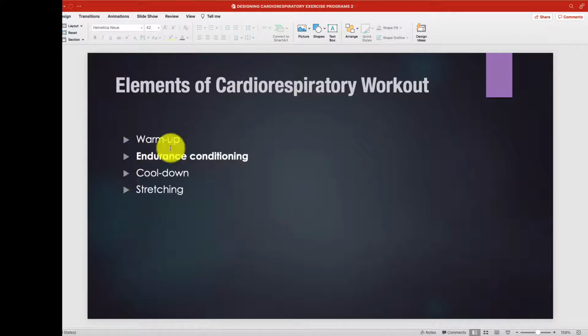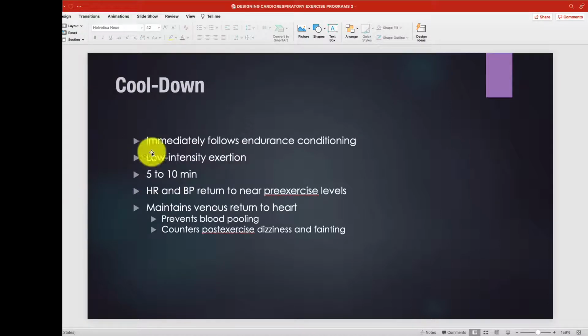Let's go back to this. Now we're talking about the cool down. So cool down immediately follows the endurance training, low intensity exertion, about 5 to 10 minutes. And you want to pay attention to the heart rate and the blood pressure and make sure they return back to your pre-exercise levels or your resting levels. Okay. And we want to basically make sure that we're not pooling any blood. We want to make sure that we don't have any issues such as post-exercise dizziness or fainting, because if that's the case, then maybe we went a bit too hard.